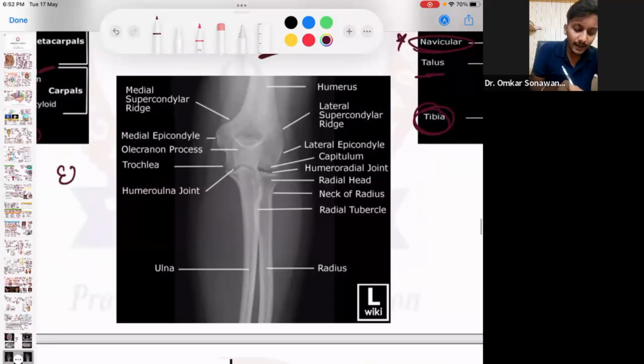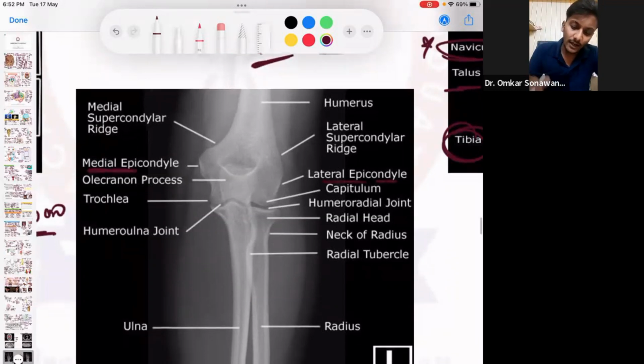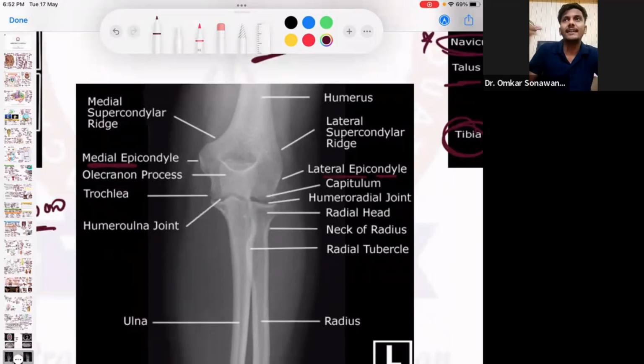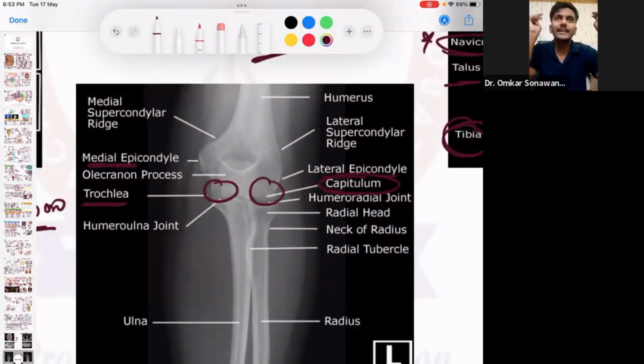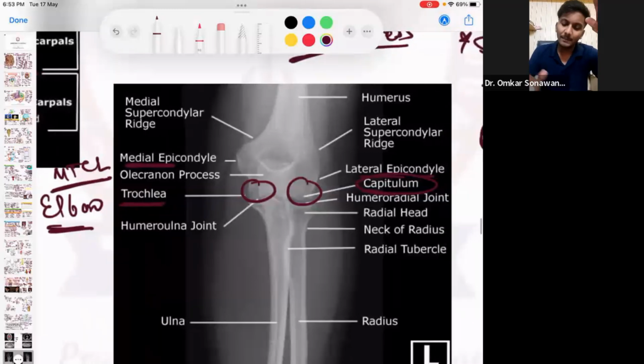This is the elbow X-ray, and this had come in August also, and once again after that. So this is a normal elbow X-ray. Medially it is the medial epicondyle, laterally it is the lateral epicondyle. We were confused whether the trochlea is lateral or the capitulum is lateral. So please remember, lateral is the capitulum and medially is the trochlea. You can make a mnemonic, MTCL, and that will help you remember.